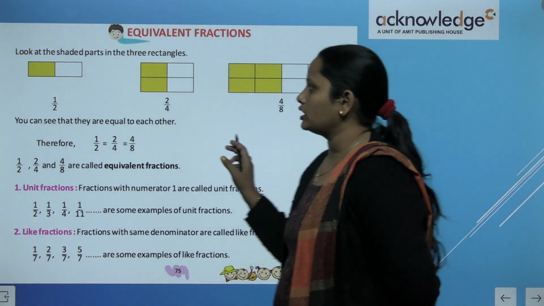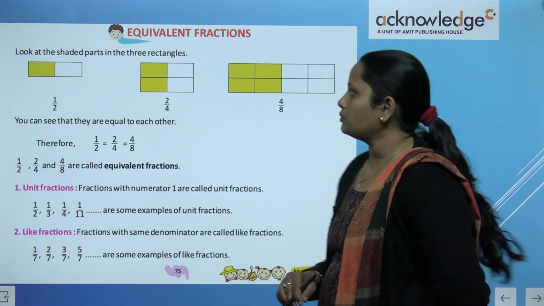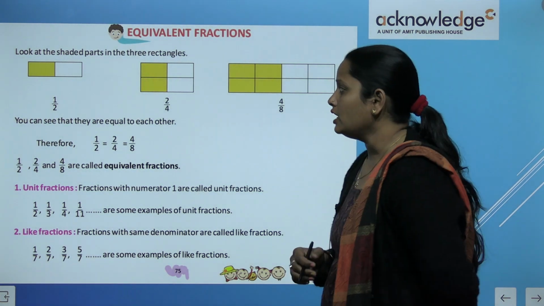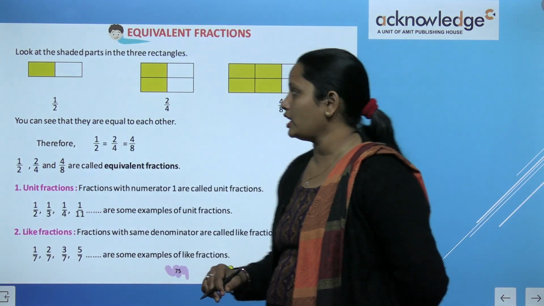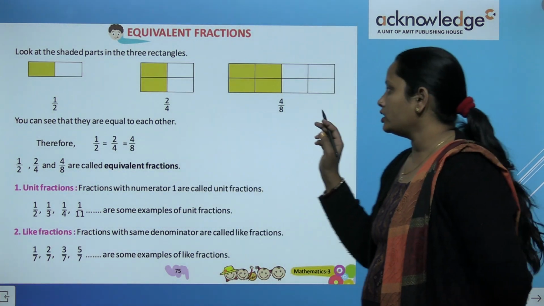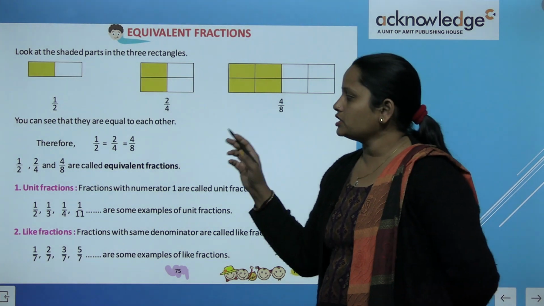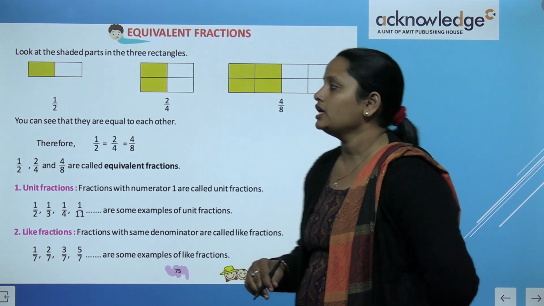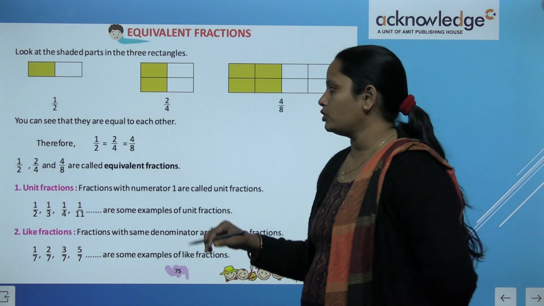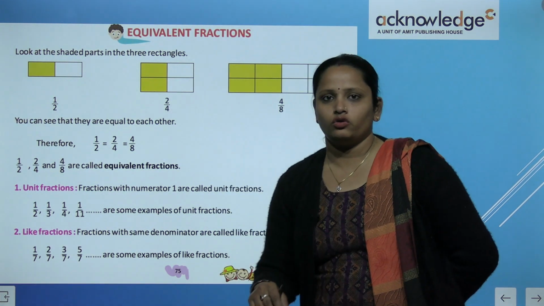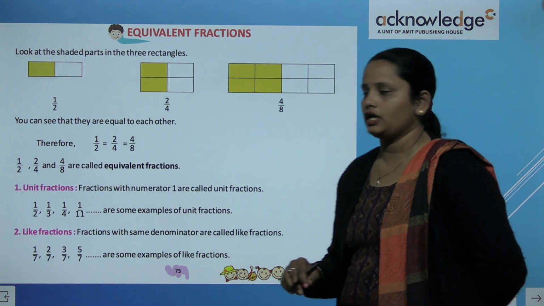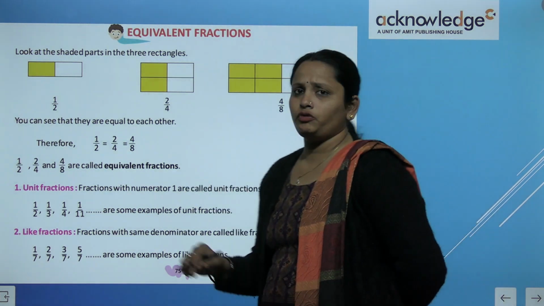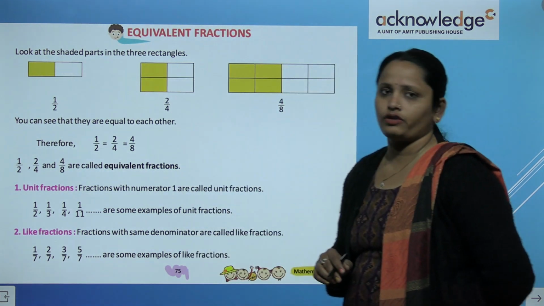So this you have to do here. Equivalent fraction. क्या होता है equivalent fraction? Look at the shaded part in the 3 rectangles. 3 rectangle हैं, सबको बहुत ध्यान से देखना है. तो हमने क्या देखा? ये 1/2 है, ये 2/4 है और ये 4/8 है. You can see that they are equal to each other. हम देख सकते हैं कि सब एक दूसरे के equal है. Therefore 1/2 is equal to 2/4, which is equal to 4/8. These are called equivalent fractions. इन्हें ही हम equivalent fraction कहते हैं.